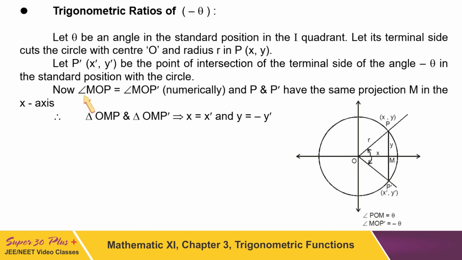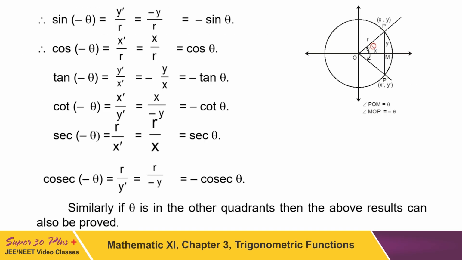Now, angle MOP and angle MOP dash are numerically equal. P and P dash have the same projection, M, on the x-axis. In the triangles OMP and OMP dash, X is equal to X dash and Y is equal to minus Y dash. This angle is theta and this angle is minus theta.